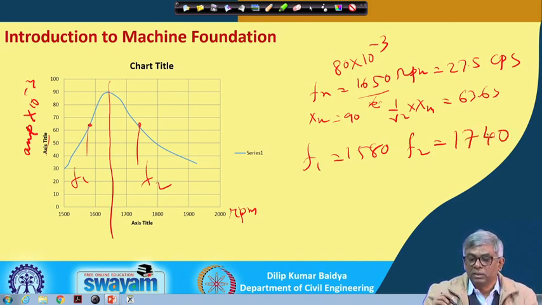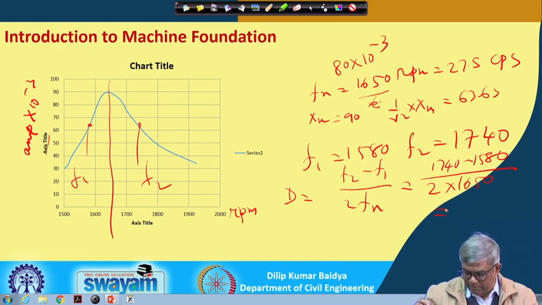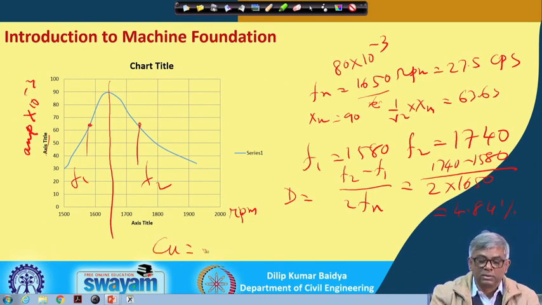Based on that you can find the damping. Damping will be equal to F2 minus F1 by 2 Fn. That is 1740 minus 1580 divided by 2 multiplied by Fn, which is 1650. If I do this, I get a damping value of 4.84%.